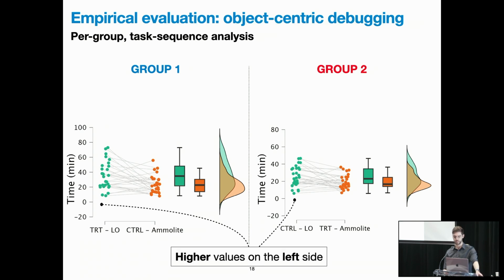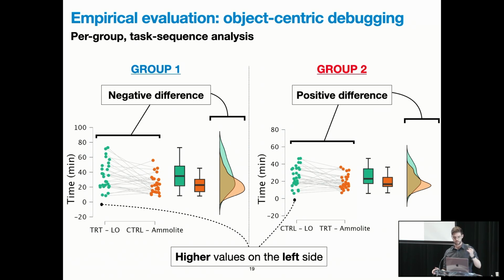So one thing to pay attention to is that the higher values are on the left side of the graphs. For group one, we can see that there is a negative difference, which means here that the treatment values are higher than the control values. And for the second group, it is the opposite. The control values are higher than the treatment values.